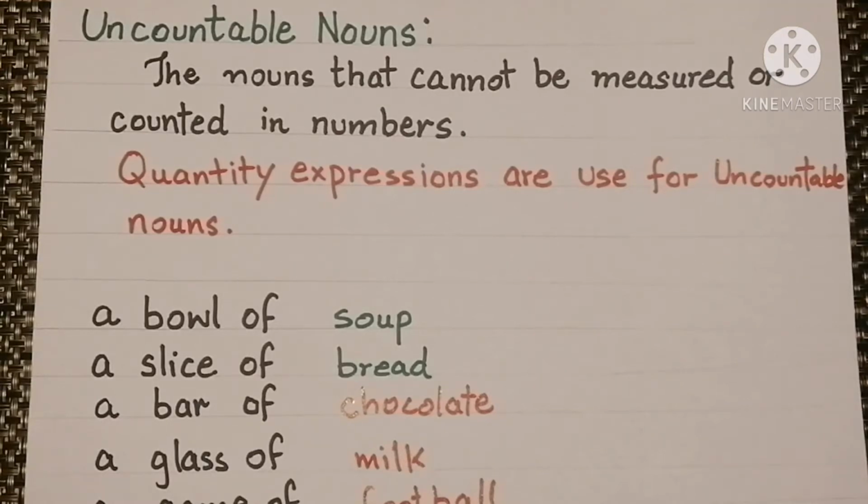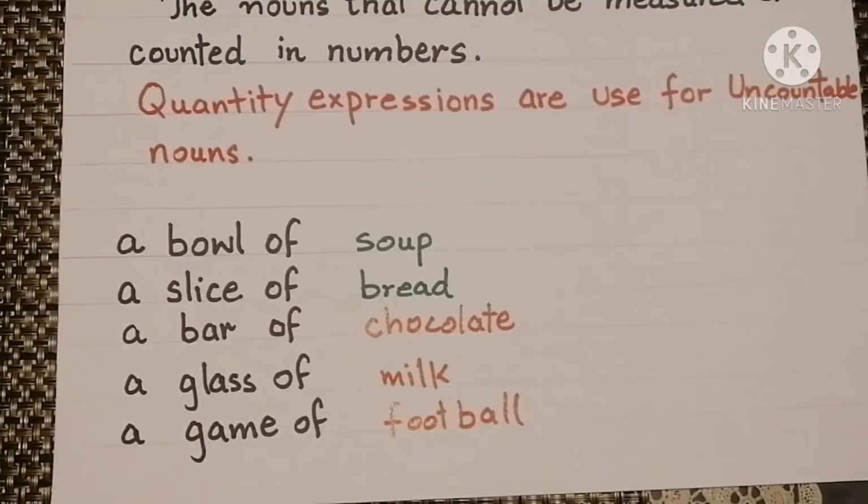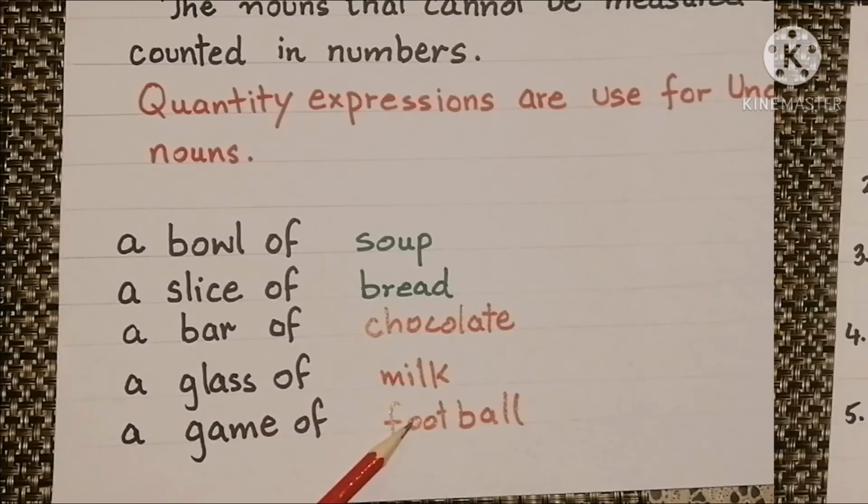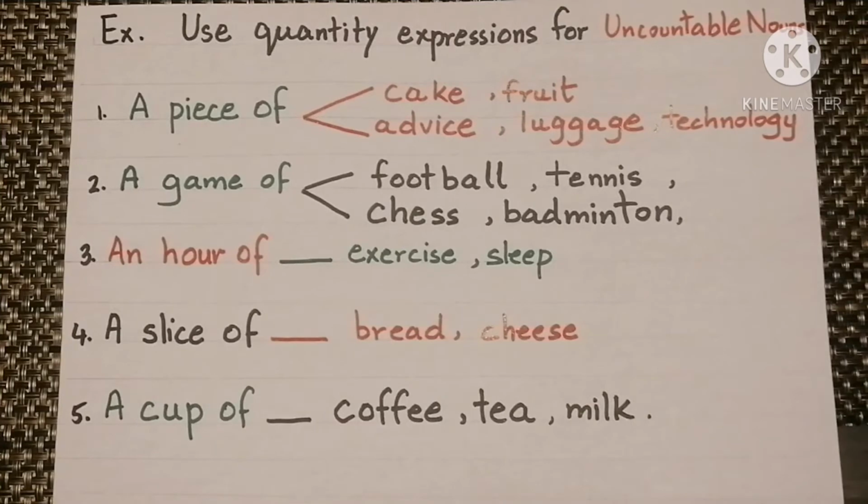The concept of uncountable nouns: nouns that cannot be measured or counted in numbers are uncountable nouns. Quantity expressions are used for uncountable nouns. For example, a bowl of soup, a slice of bread, a bar of chocolate, a glass of milk, a game of football. Let's do an exercise.